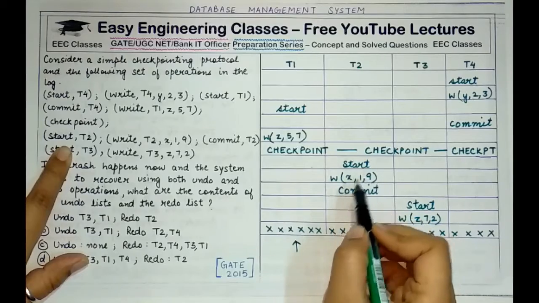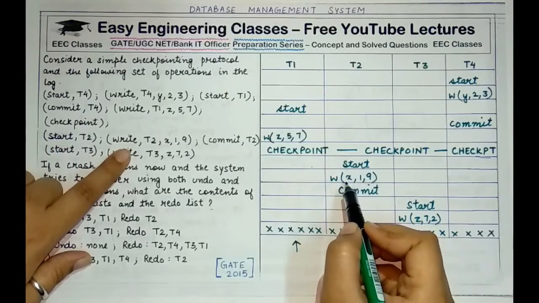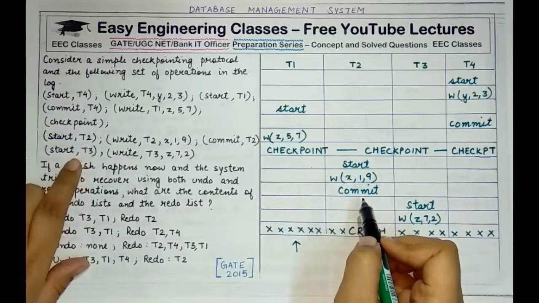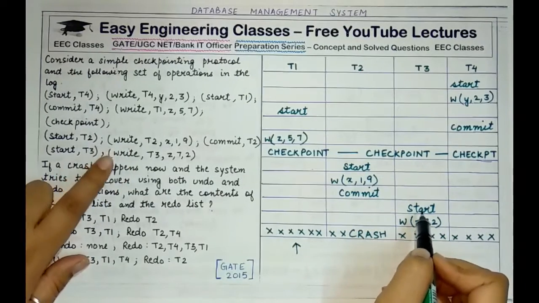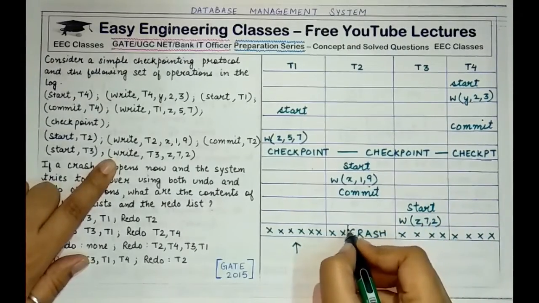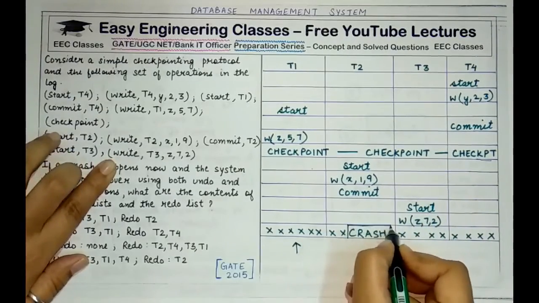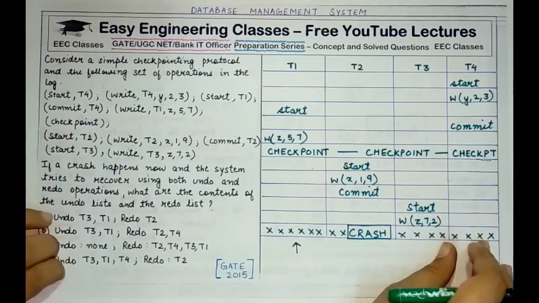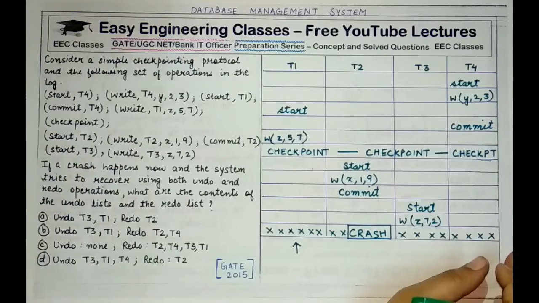Transaction T2 starts, it writes the value of variable x, then it commits, and after that transaction T3 starts and performs its write operation. And after all these operations are done, a crash happens. Now you have to tell which out of these operations will be put in the redo list, which would be put in the undo list.